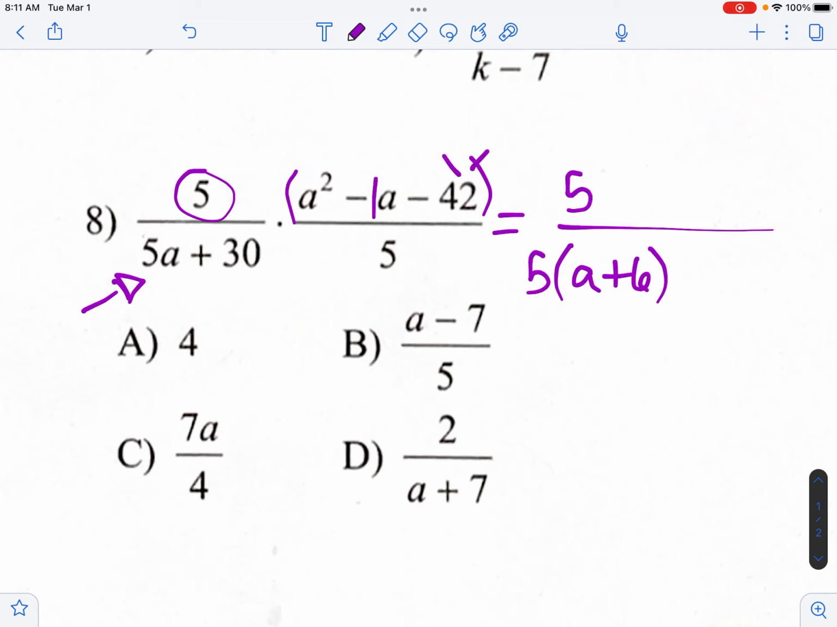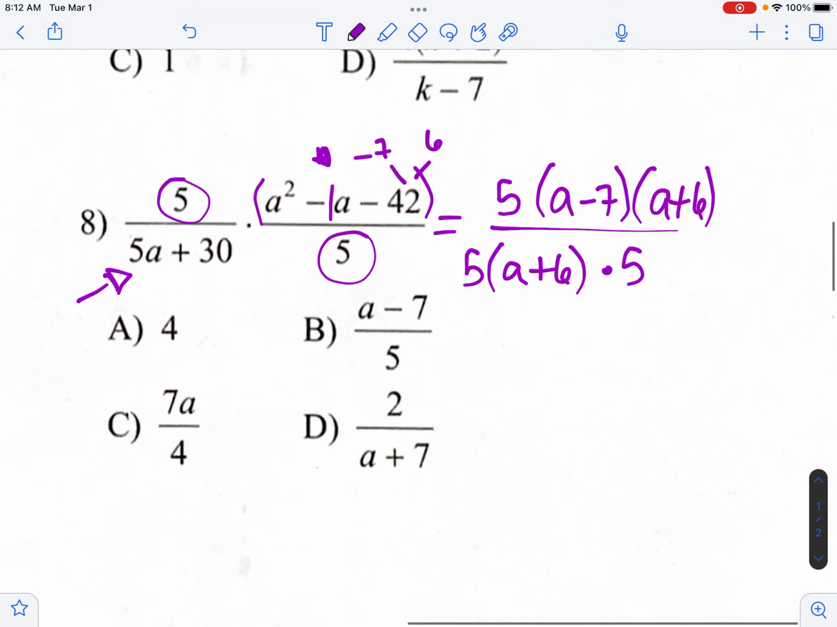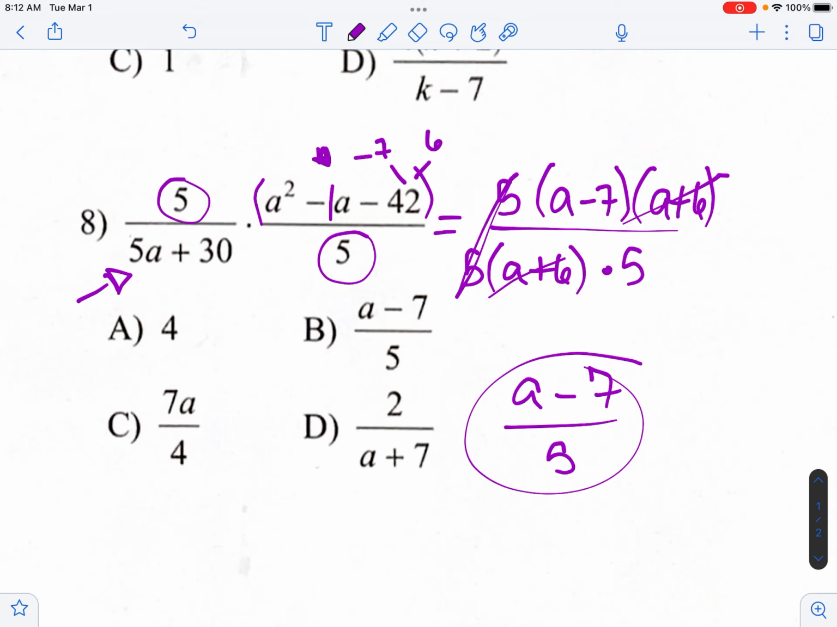What 2 numbers can you multiply that give us negative 42, but when we put them together, give us negative 1? Well, I know 7 times 6 is 42, so if I do negative 7 and positive 6, it would look like this. A minus 7, A plus 6. We're factoring a quadratic there. And then we have this 5 on the bottom. Now let's start crossing out our matches. We can cross out the 5's top and bottom. We can cross out the A plus 6 top and bottom. And that leaves us with A minus 7 divided by 5. And you can see our answer is B.